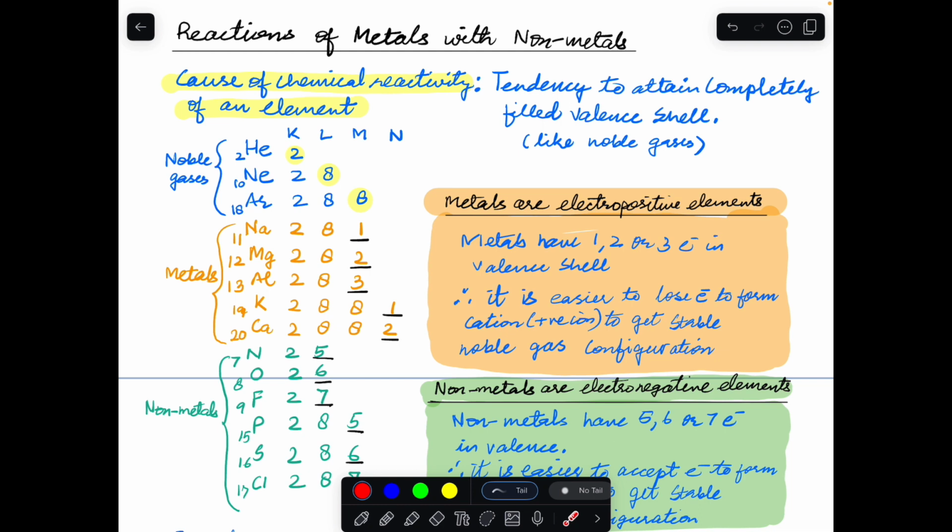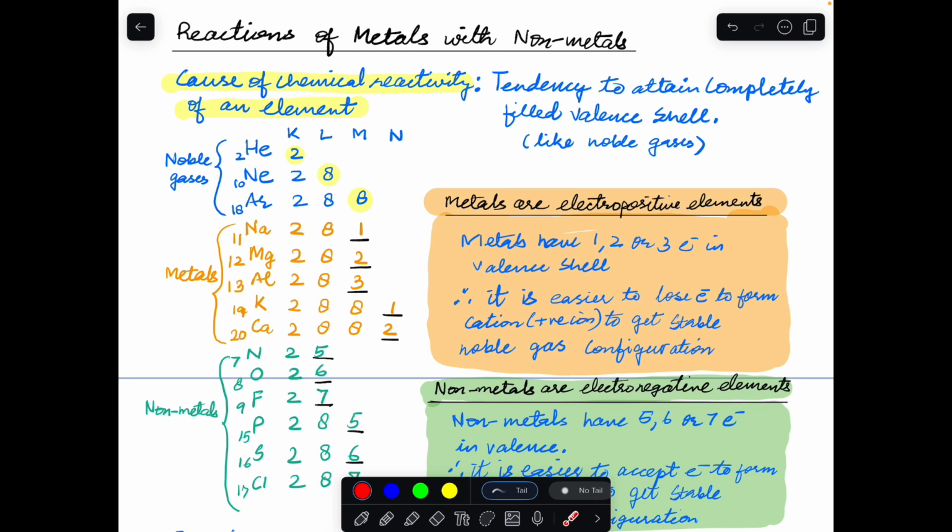You have done in grade 9 that the cause of chemical reactivity of any element is the tendency to attain a completely filled valence shell, just like noble gases. Noble gases or the inert gases are what? They are not reactive. Why? Because they have a stable configuration, or they have octet condition except helium. So every element tries to get this type of configuration so that it will get stabilized. So cause of chemical reactivity is what? Is to attain a completely filled valence shell. Valence shell means outermost shell.